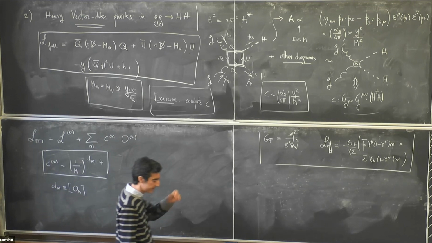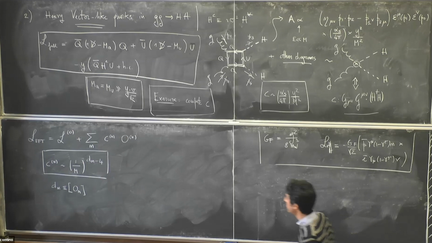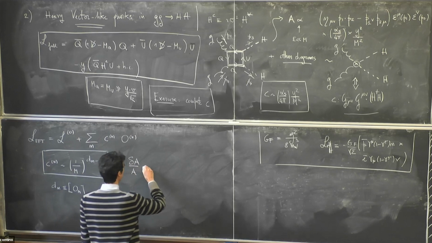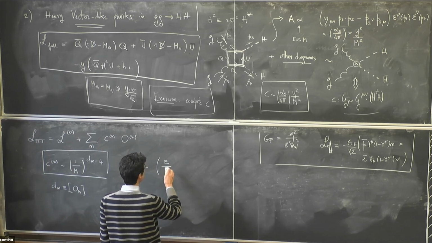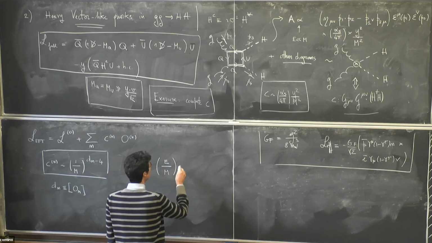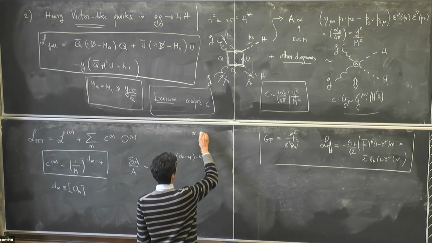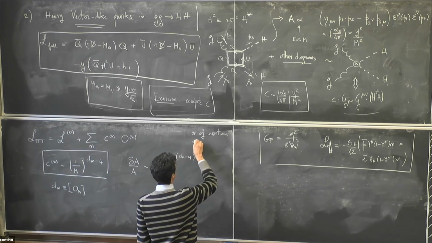Well, in low energy quantities, they will give a shift, for example, to the scattering amplitude or any observable, let me call it A, which will go, based on purely dimensional analysis, like the energy relevant for your process, let me call it E, divided by M, to this power d of n minus 4, times k, where k is the number of insertions of the operator of n.